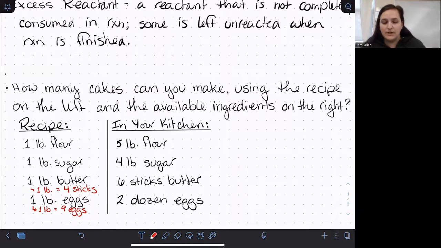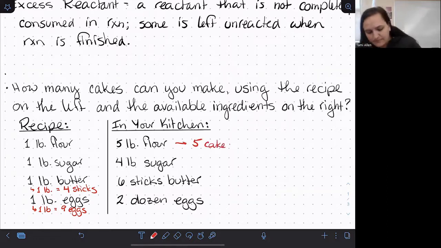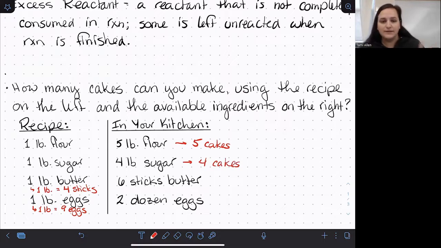What we really need to think about is how many cakes I can make based on each of these ingredients. If I have 5 pounds of flour in my kitchen and each cake needs a pound, then if I had an unlimited amount of everything else, I could turn 5 pounds of flour into 5 cakes. Same idea for sugar. I have 4 pounds, each cake needs a pound. If I had an unlimited amount of everything else, I could turn 4 pounds of sugar into 4 cakes.